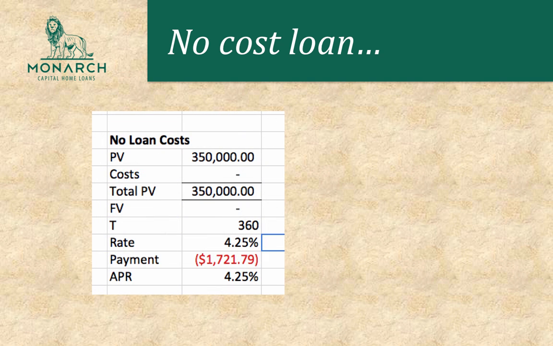Maybe it helps, though, to start by looking at a no-cost loan. Let's look at a no-cost loan where a loan of $350,000, $0 costs, 30-year fixed, 4 1/4. We solve for the payment of $1,721. The APR equals the note rate because there's no cost. So there's nothing to consider, nothing to solve for relative to the rate itself.